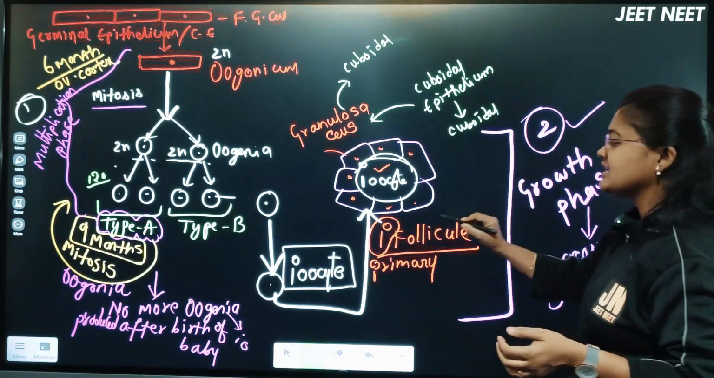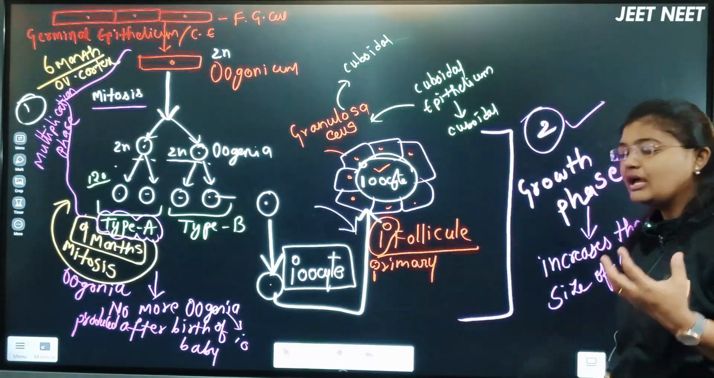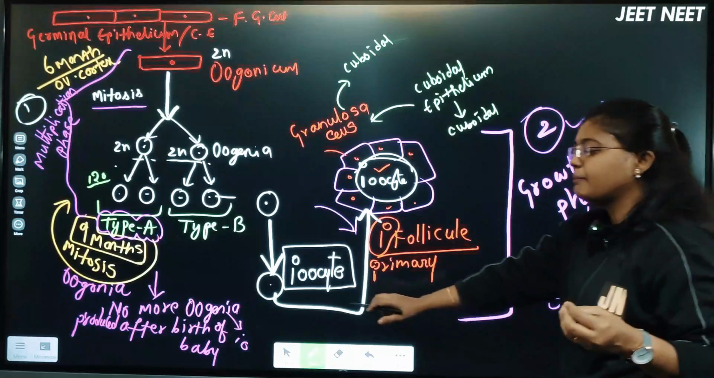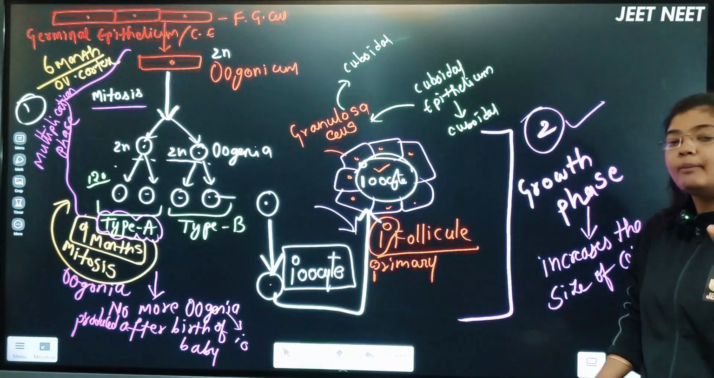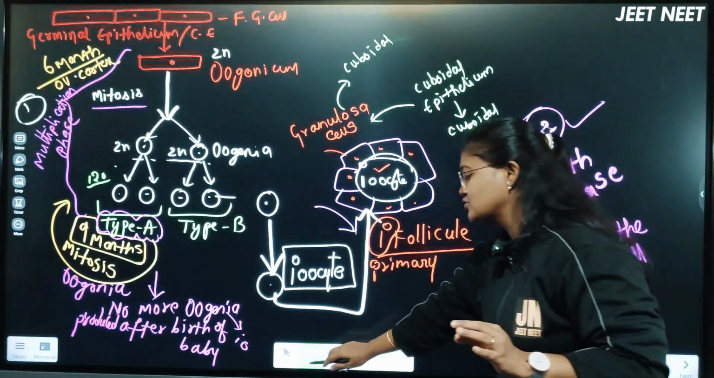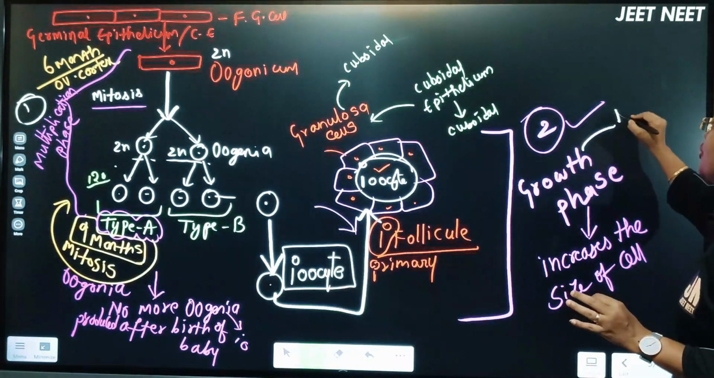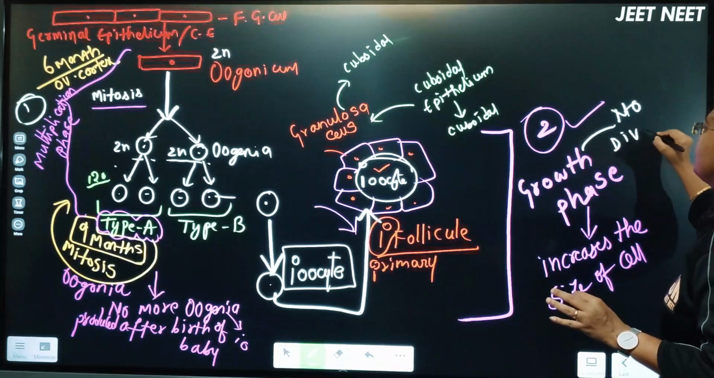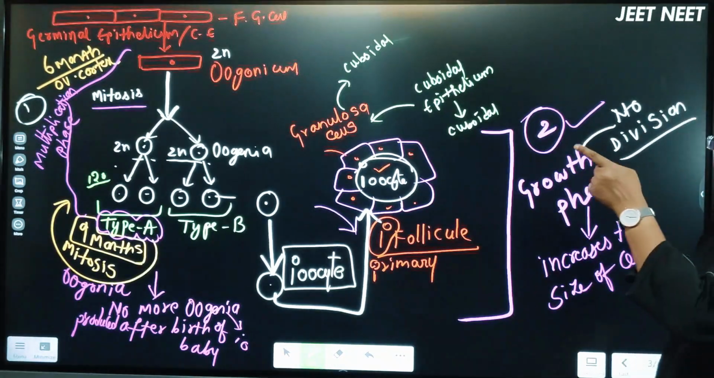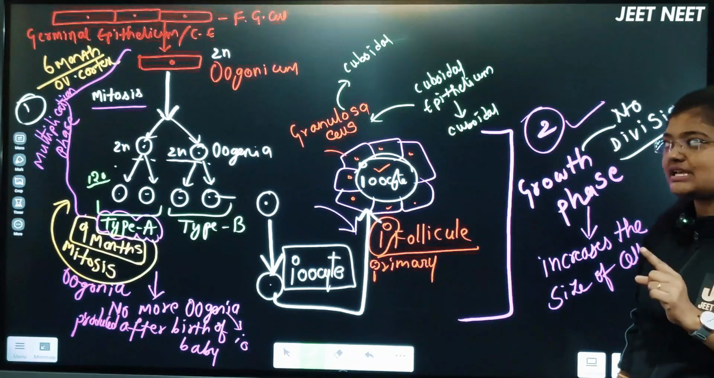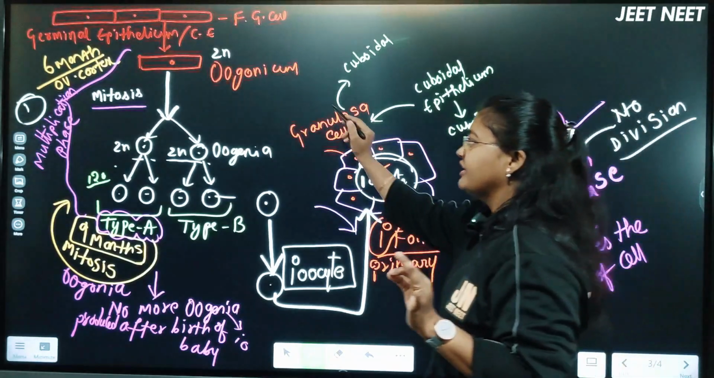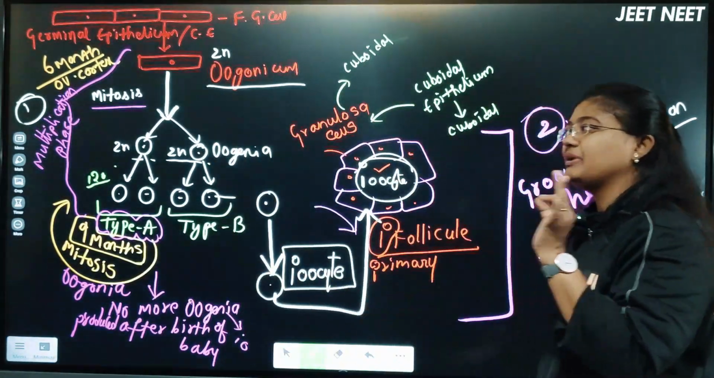By getting nutrients from the granulosa cells, the cell size increases from the primary oocyte to the primary follicle. This phase is called the growth phase. A very important question they may ask you: in the growth phase, no division will happen. Is any cell getting divided here? No. In the multiplication phase, division of the cells happens by mitosis, starting in the oogonium.